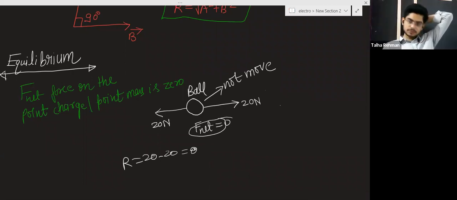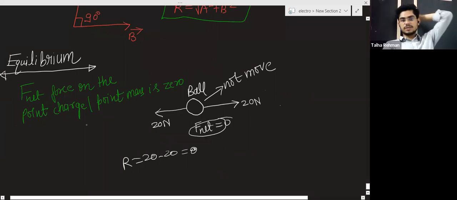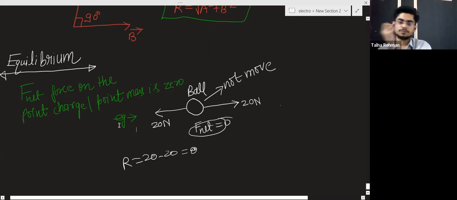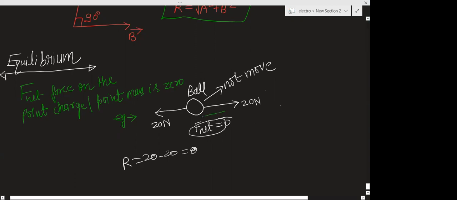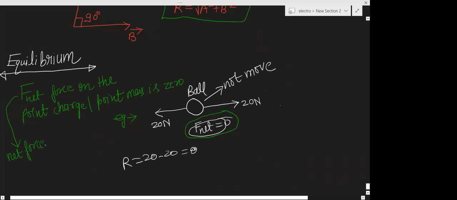Okay. Yes, sir. So this is the case of equilibrium. I have given the example also, what will be the equilibrium and why the force in equilibrium is zero. Equilibrium means the net force is zero. Net force is zero. So, an object or a body is in equilibrium when the total net force is zero.